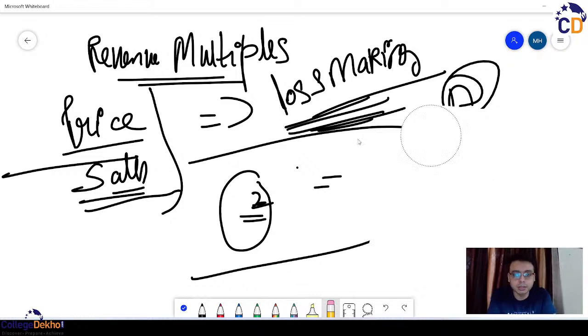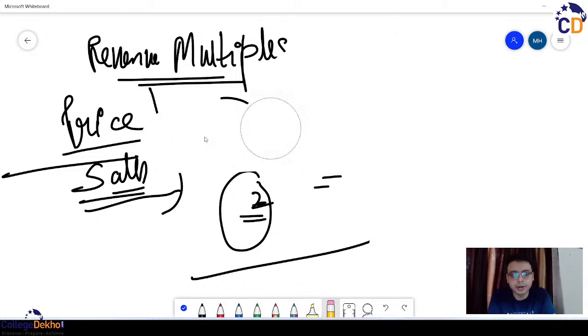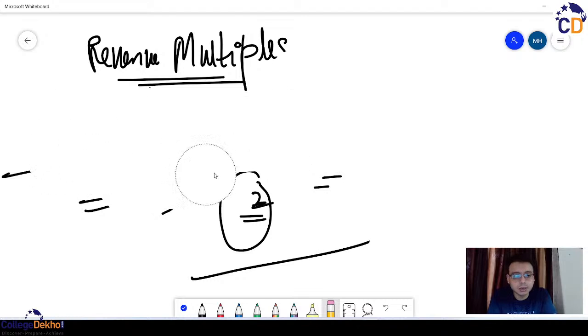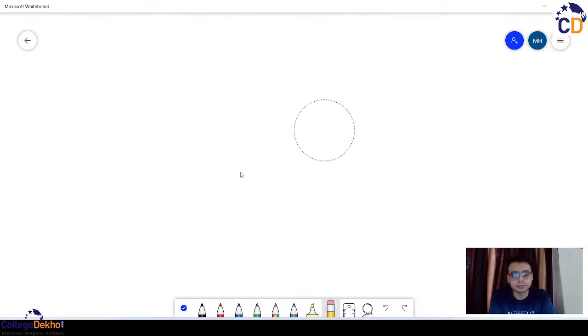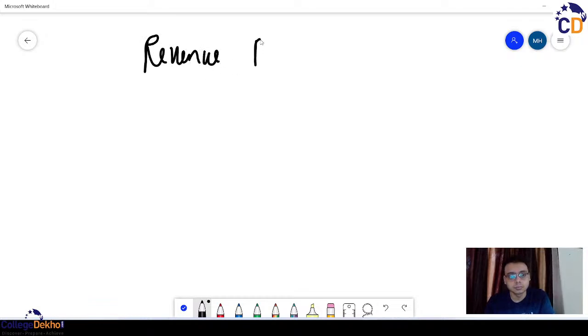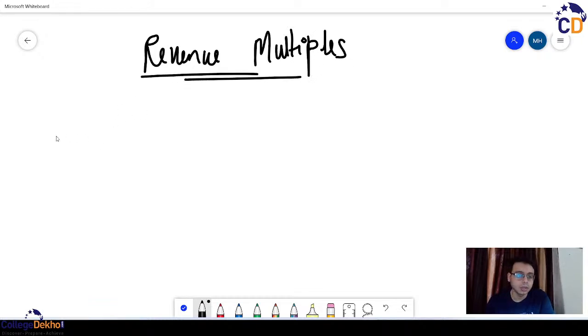The other multiple in revenue multiples, which can also be somewhat related to transaction multiples, but not wholly, but it's a revenue multiple. Let me write it once again. EV to sales.